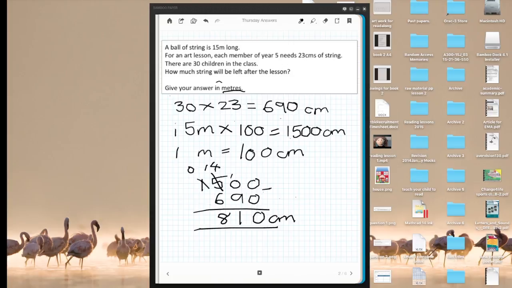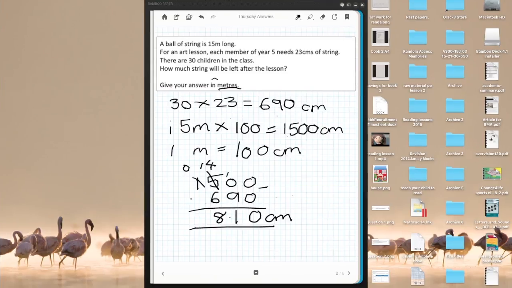But remember, the question wanted the answer in metres. So to turn that back into metres, I'm going from high to low. High number to a low number is dividing. And what am I going to divide it by? 100. So dividing it by 100, my decimal point is here. Count 1, 2. It will be 8.1 metres. And underline my answer.